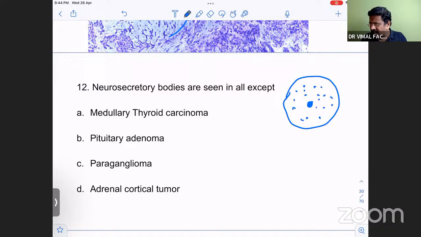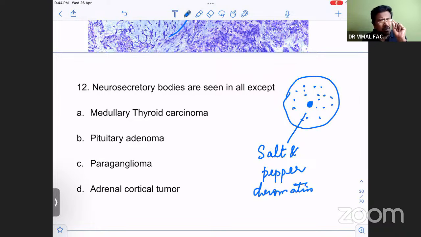If the neurosecretory bodies are in excess, giving that granular appearance, the nuclear chromatin is called salt and pepper chromatin. The pepper is the small blue-black granules, which contain the secretions. Obviously, neurosecretory bodies are seen in medullary thyroid carcinoma, where the parafollicular C cells are derived from the neural crest.